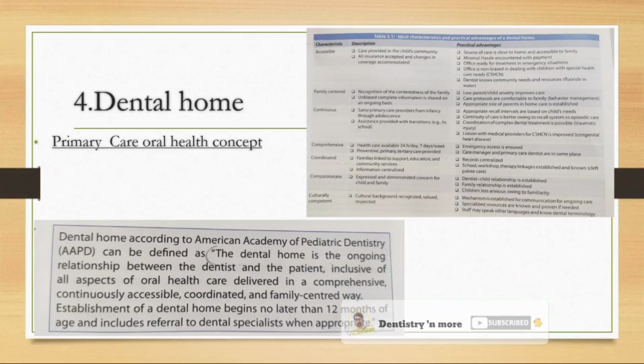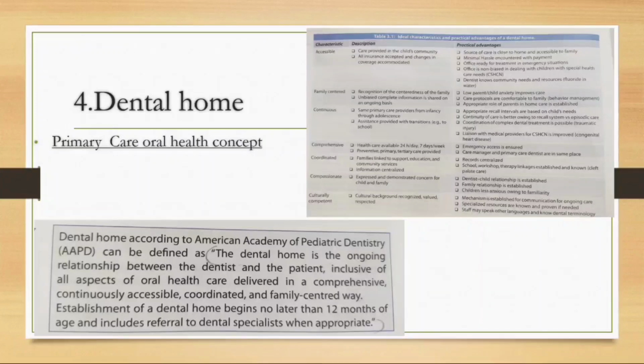Now we have a concept that is dental home. Dental home is a concept defined by the American Academy of Pediatric Dentistry as the ongoing relationship between dentist and the patient, inclusive of all aspects of oral health care, delivered in a comprehensive, continuously accessible, coordinated and family-centered way. Establishment of a dental home begins no later than 12 months of age, and it includes referral to dental specialists when appropriate.